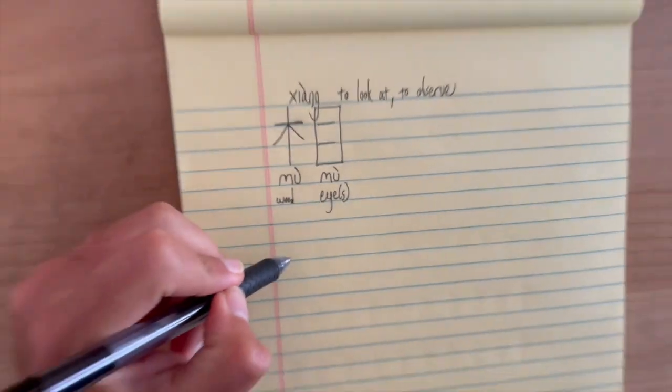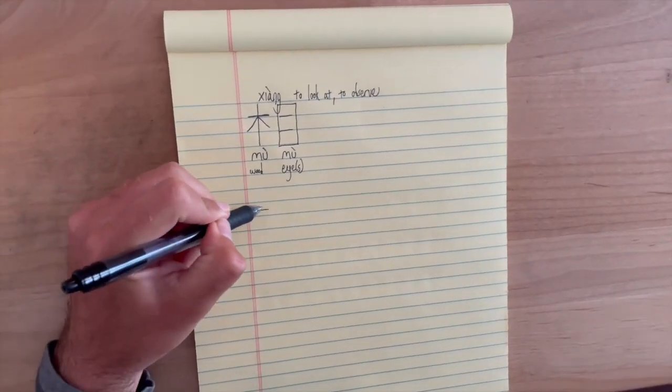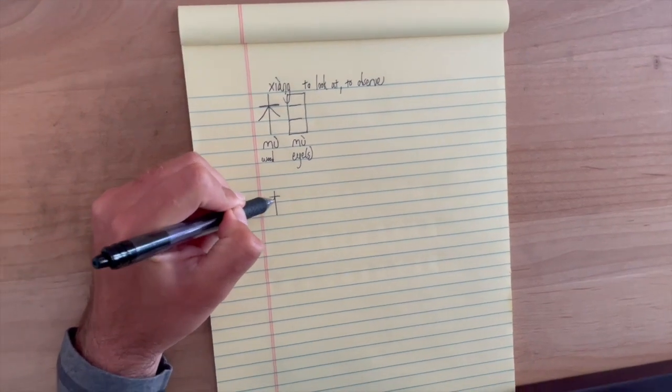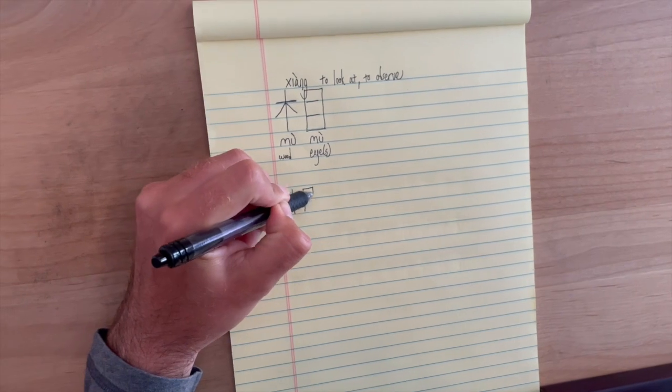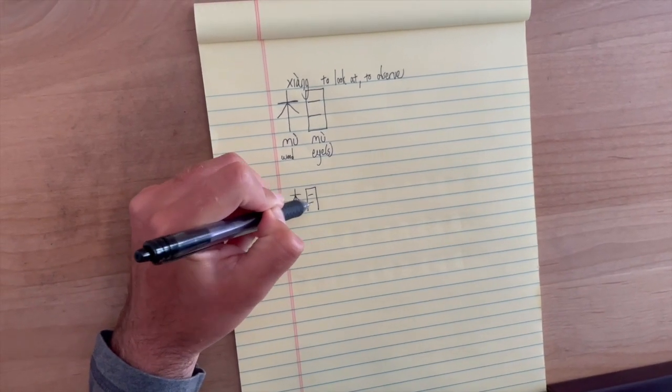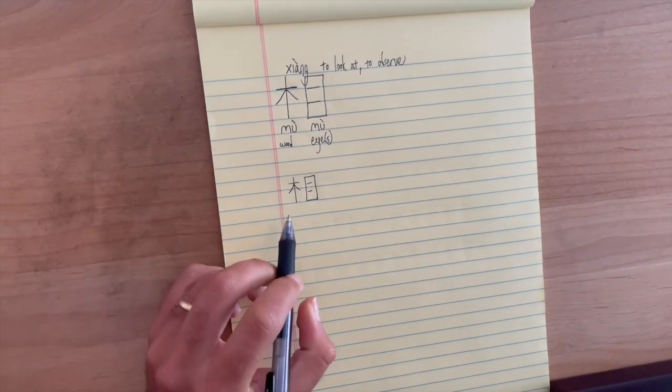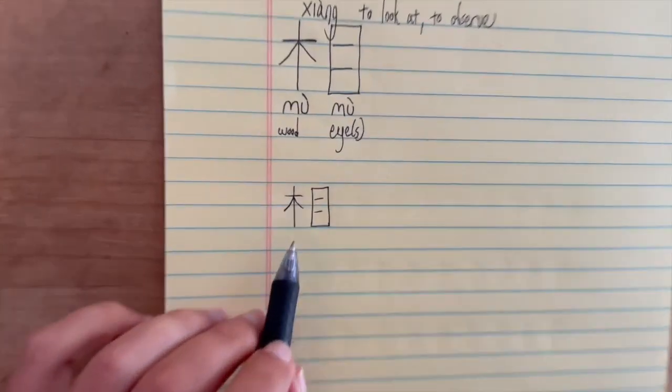So, one thing that I'm going to do throughout the entire course of us learning Chinese is I want us to understand the characters on a deep level. We're not just drawing pictures without knowing what's going on. We're really thinking about it. So let's take a look at this character. We already know what the two components are. We have wood, mu, and we have eyes, mu. Together they make xiang. 象.